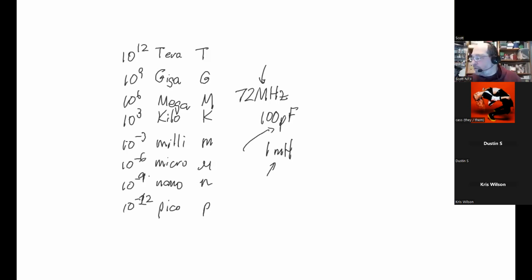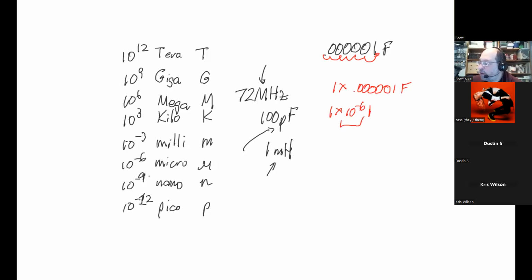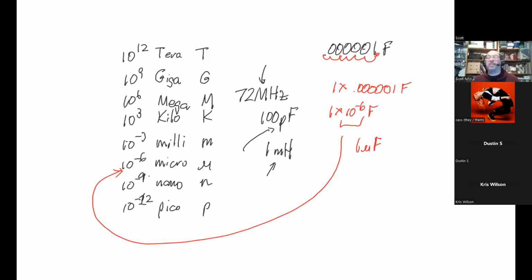So it's important to know those. It's important to be able to convert them. To know, for instance, at 0.00001 farads, well, we're going to move the decimal point. 1, 2, 3, 4, 5, 6. So that's the same thing as 1 times 0.00001 farads. We can write that as 1 times 10 to the minus 6 farads, and we know that 10 to the minus 6 is micro. That's 1 microfarad.